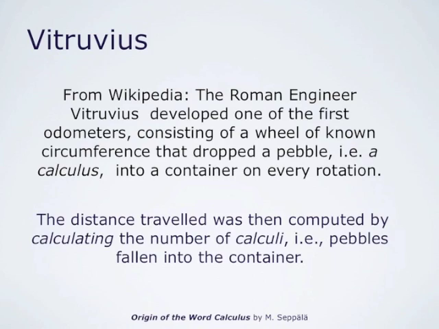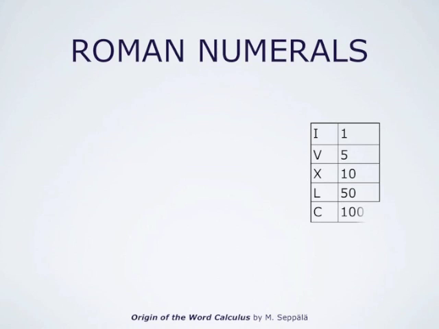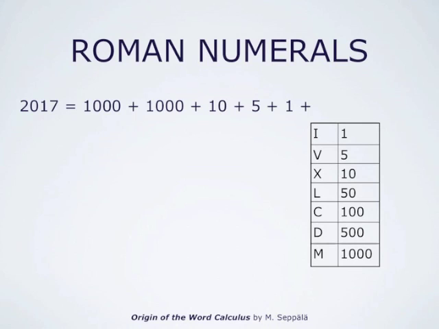Vitruvius computed with Roman numerals. The Roman numerals are letters. So I means 1, V means 5, X means 10, L means 50, C means 100, D means 500, and M means 1000. So the number 2017 has to be thought of as 1000 plus 1000 plus 10 plus 5 plus 1 plus 1. That is 2017. And then expressed in Roman numerals, this becomes MMXVII.